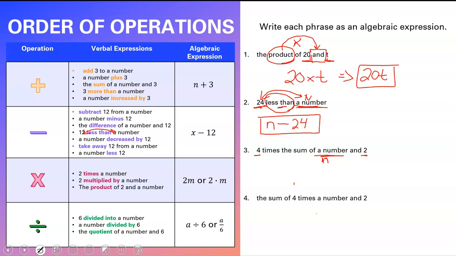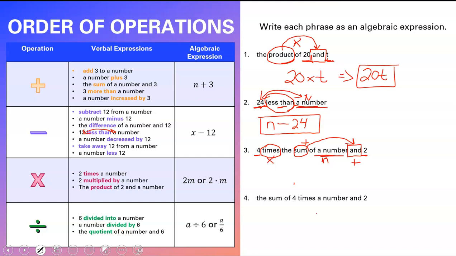Identify any words or phrases that mean a mathematical operation, and I'm going to circle those. Here's times, and then it says the sum. Sum is an answer to an addition problem. So I have to figure out, where does that addition go? I have to find that connecting and. What am I adding? I am adding a number and 2. So the addition actually goes right here.